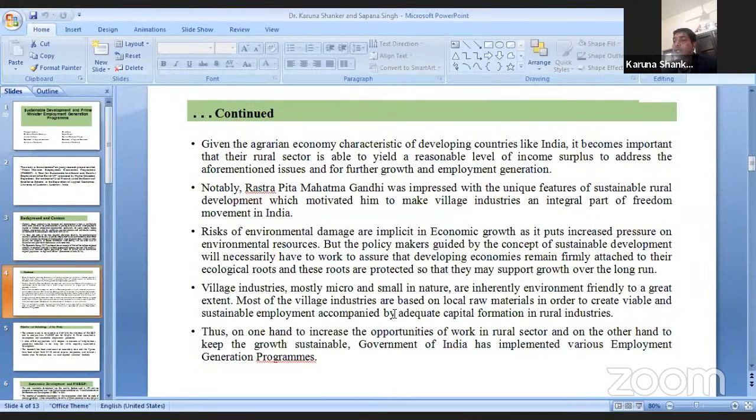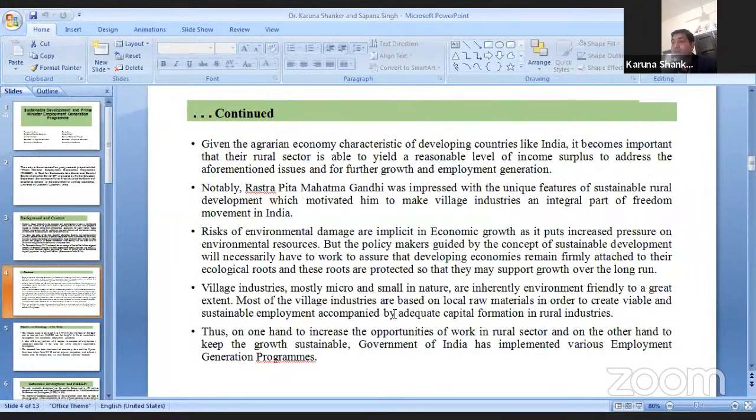Given the agrarian economic characteristics of developing countries like India, it is important that the rural sector is able to yield a reasonable level of income surplus to address poverty issues and further growth and employment generation. One notable point is that Mahatma Gandhi was impressed with the unique feature of sustainable rural development, which motivated him to make village industries an integral part of the freedom movement in India.